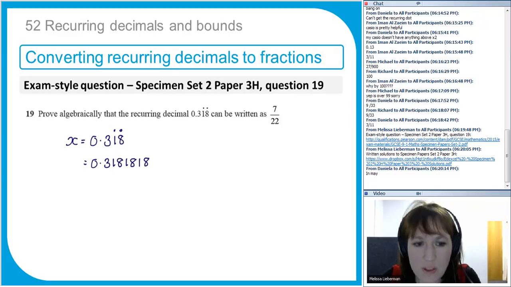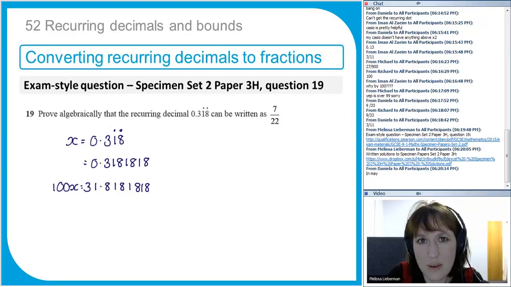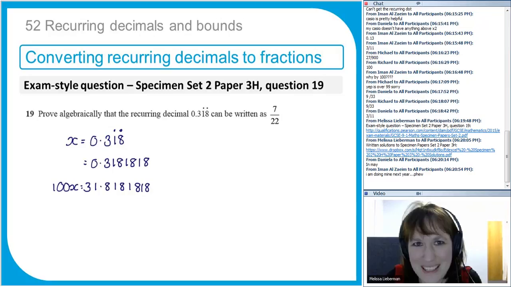So multiply both sides of this by 100, because we've got 2 digits in the recurring part, and 100 has got 2 zeros in it. That's the way to remember. 1 digit, multiply by 10. 2 digits, multiply by 100. 3 repeating digits, multiply by 1,000, and that will get rid of the repeating part.